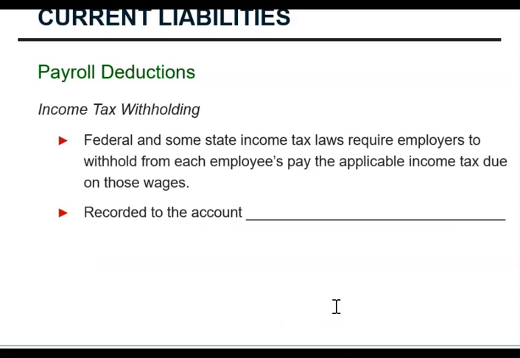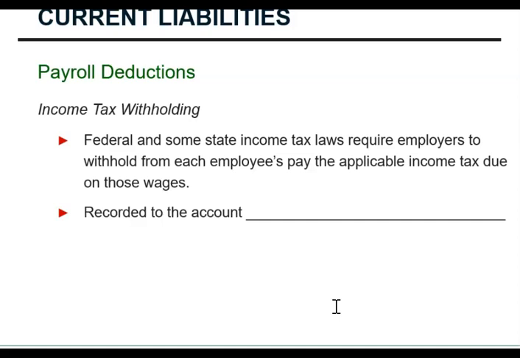And one more, the income tax withholding. Federal and state income tax laws require employers to do the withholdings on behalf of the employee's pay, right? So the cost is being incurred by the employee for their federal and state income taxes, but the employer is the one who's actually doing the record keeping, withholding that amount and then remitting it to the government at the proper time. Why do we have all these withholdings?